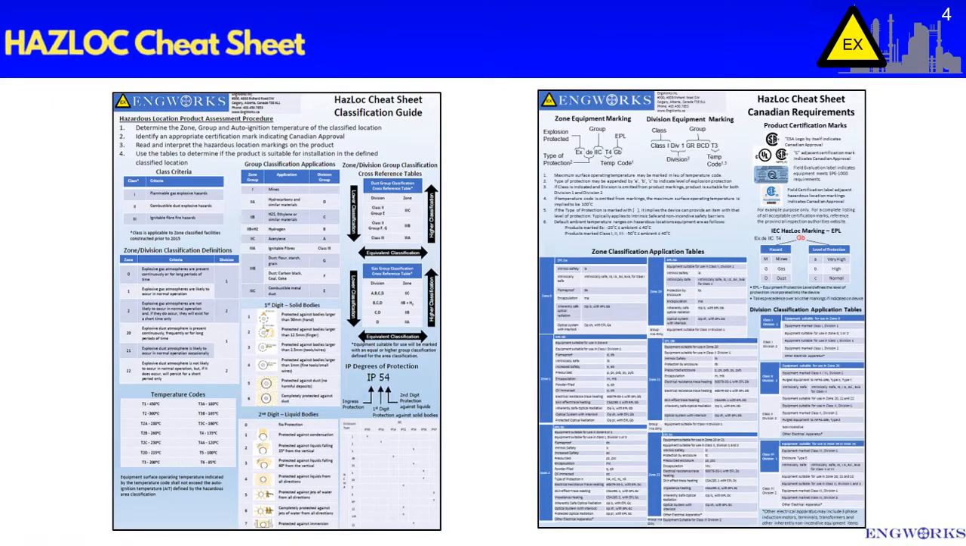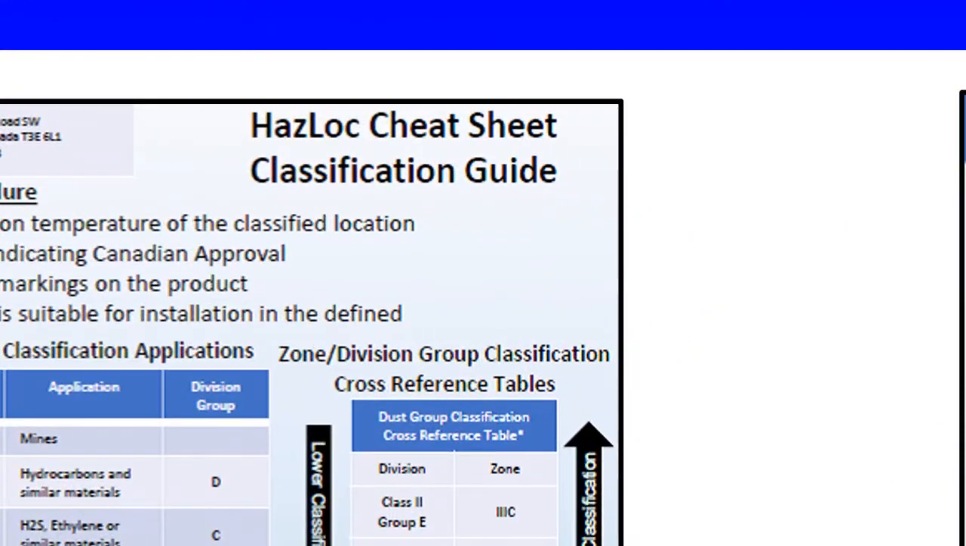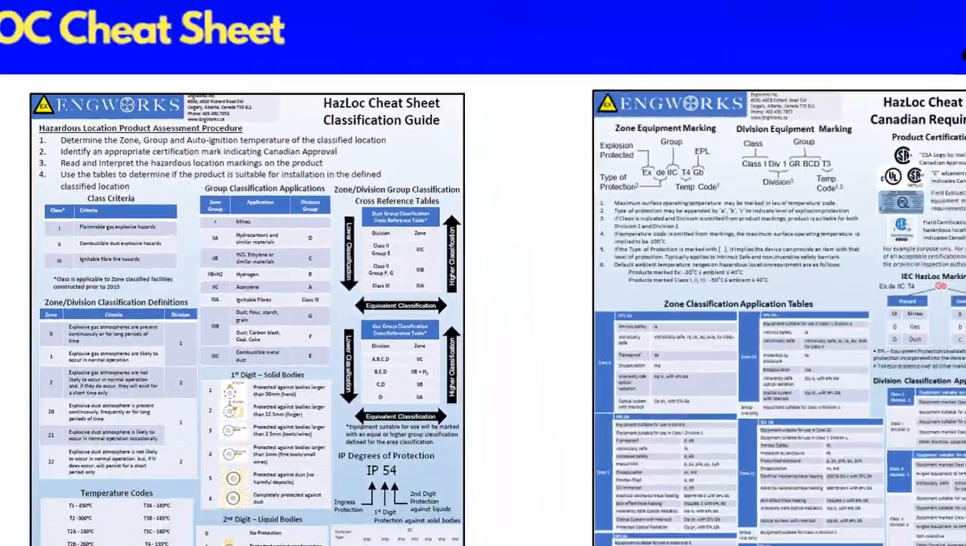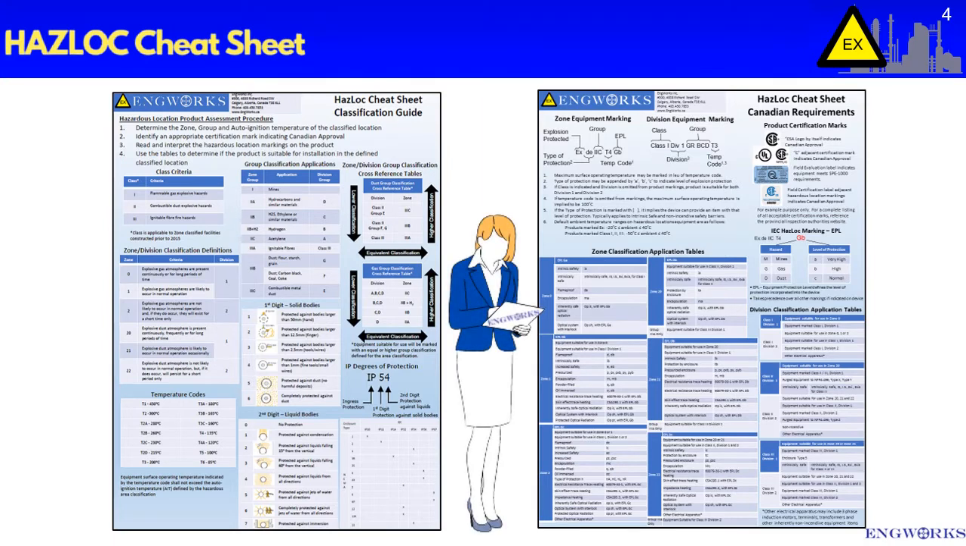To help with this task, we've created the Hazloc cheat sheet. It helps summarize the Canadian Electrical Code requirements concerning hazardous locations. You can download the cheat sheet from the following link. Keep it handy, as we will be using the cheat sheet as we progress through the course. Keep it with you when you need to specify or install equipment items in a hazardous location. With a bit of practice, you'll be able to handle any Hazloc product assessment situation that may arise.